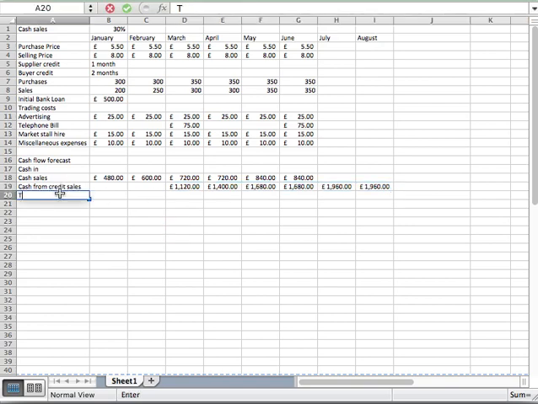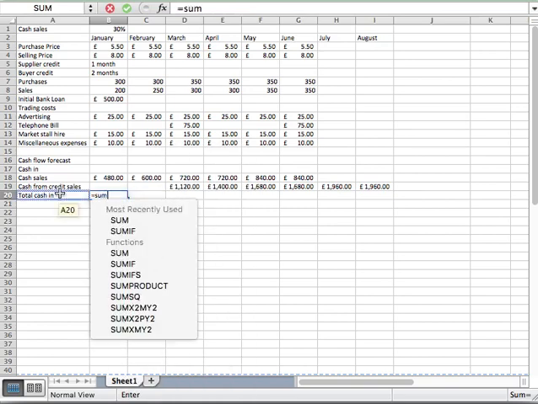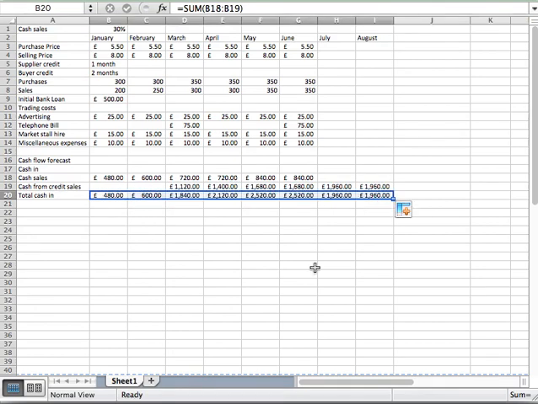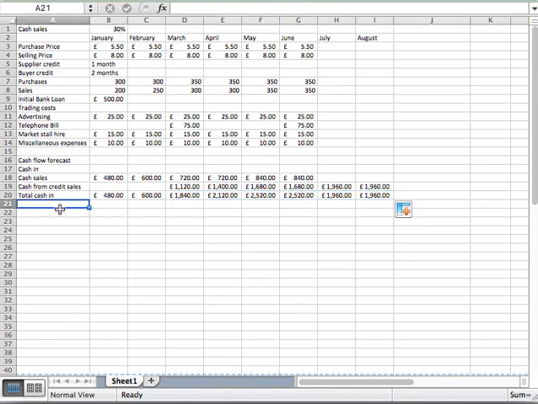Now we can do a total cash in equals the sum of those two cells. And I'll copy that all the way across to August. Okay, so that's our total cash in. Now we've got cash out.